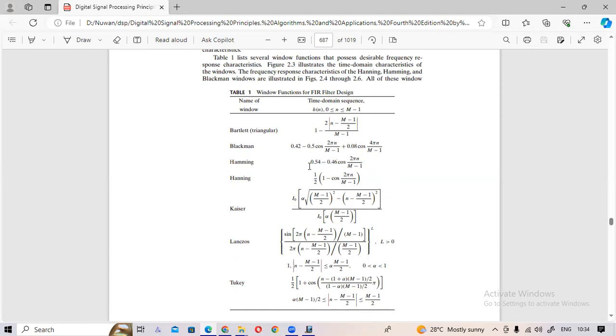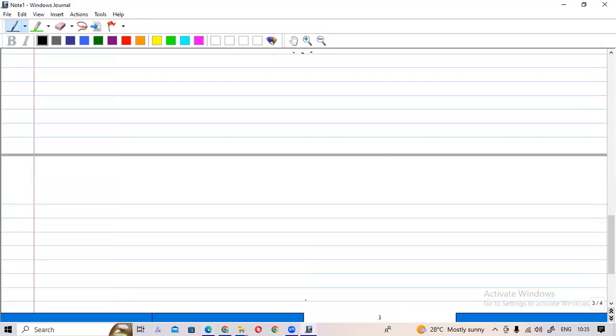0.54 minus 0.46 cos(2πn/(N−1)). So the Hamming window, let's say that it is w_H. Okay, this H implies the Hamming. It is just a notation. Don't get confused.